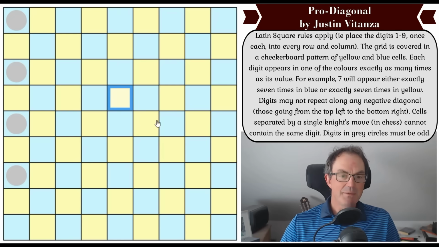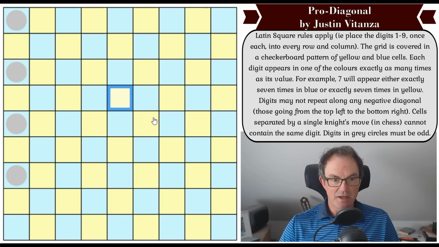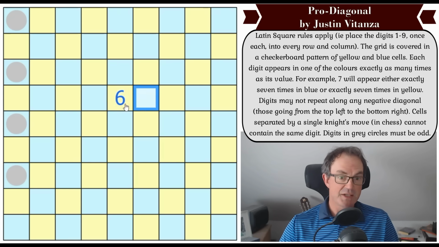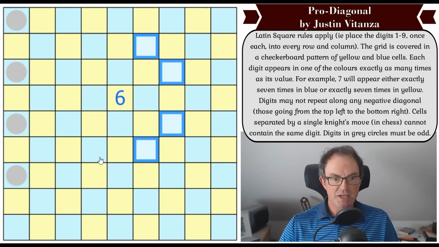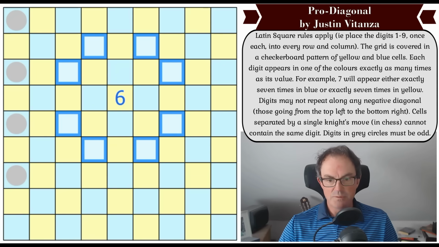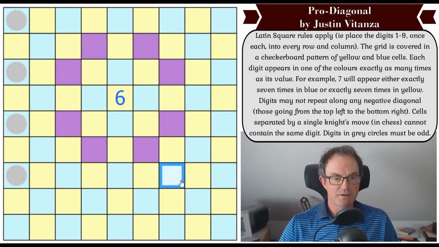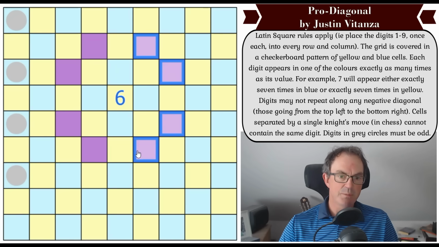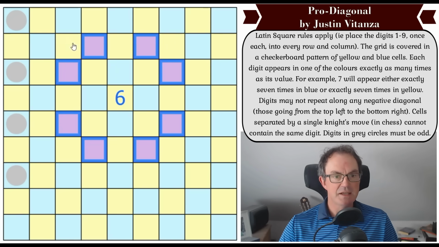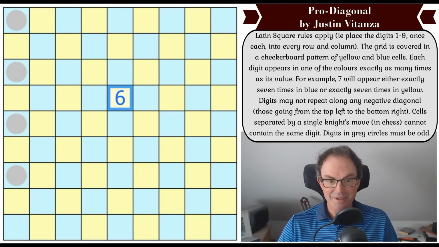Right, so that means whatever this digit is, it's not fog, is it? So I'm not going to make any mistakes. Let's just put 6 in there. Now, if that was a chess knight, it could move to all of those cells. And therefore none of these purple cells could contain a 6. I mean, obviously, well, no, I don't really need to say it. That's how the rule works.